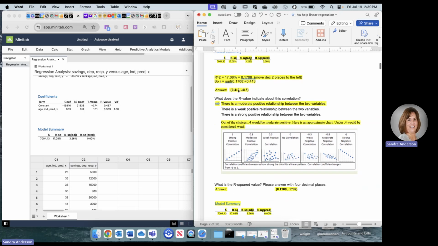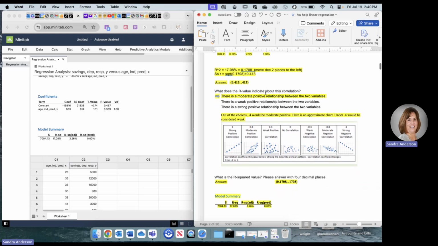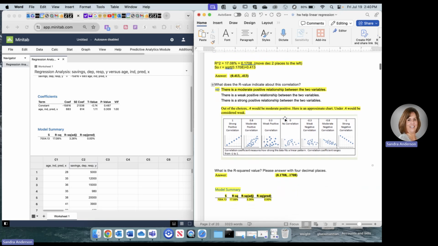Okay, so we'll just say it's about 0.4. Let's talk about that for just a minute. R is always going to be a number between 1 and -1, and all the decimals in between. A 0 means that you have no correlation at all. So if R is equal to 0, that means that your age and savings have nothing to do with one another. There's no correlation between the two.